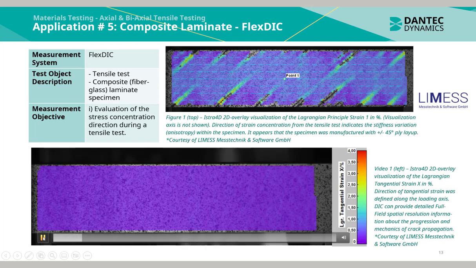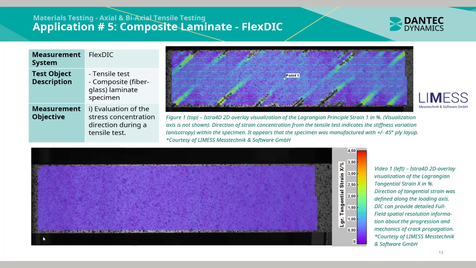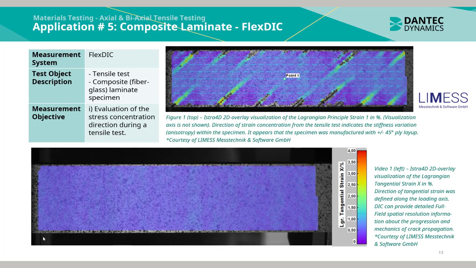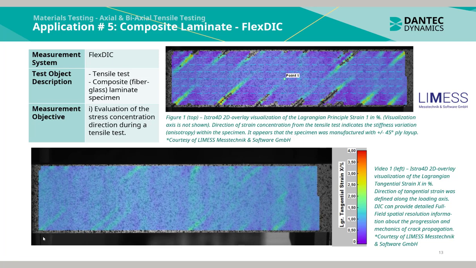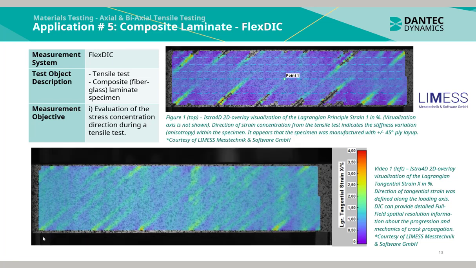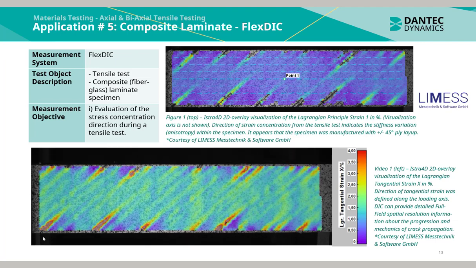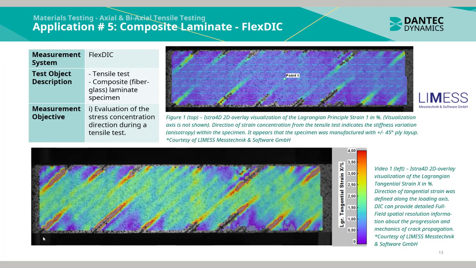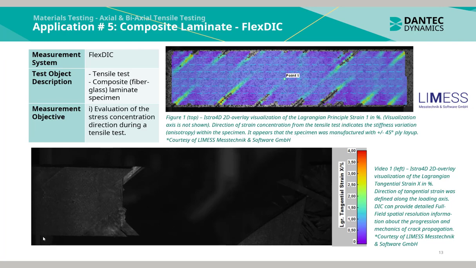In Figure 1, we see the ISTRA 4D 2D overlay visualization of the Lagrangian principal strain in the x direction. The direction of tangential strain was defined along the loading axis. DIC can provide detailed full field strain resolution, spatially resolved, about the progression and mechanics of crack propagation.